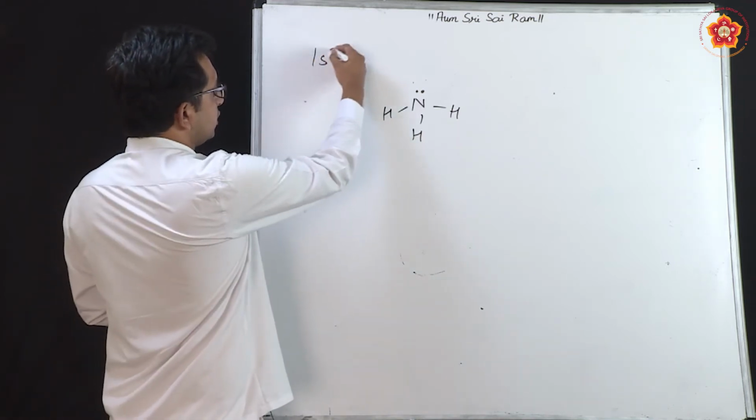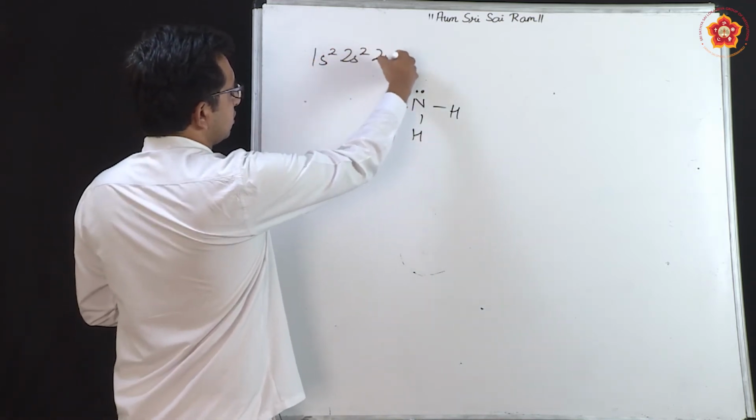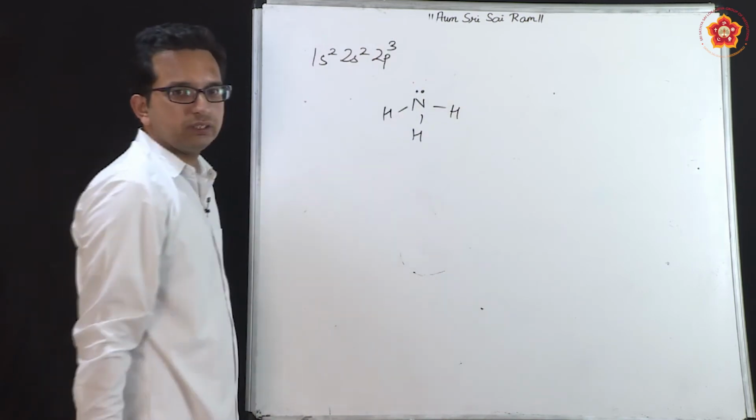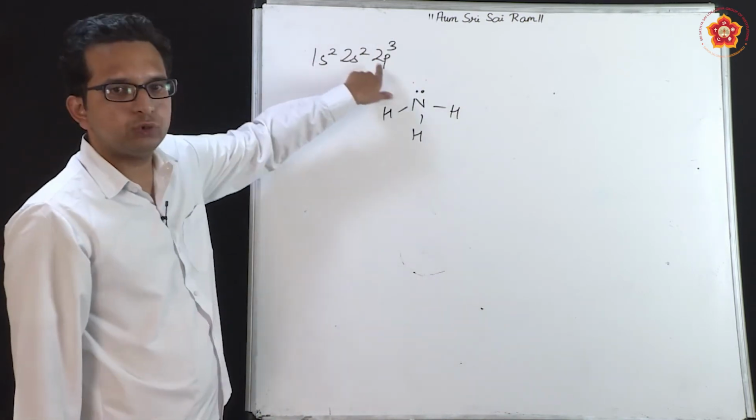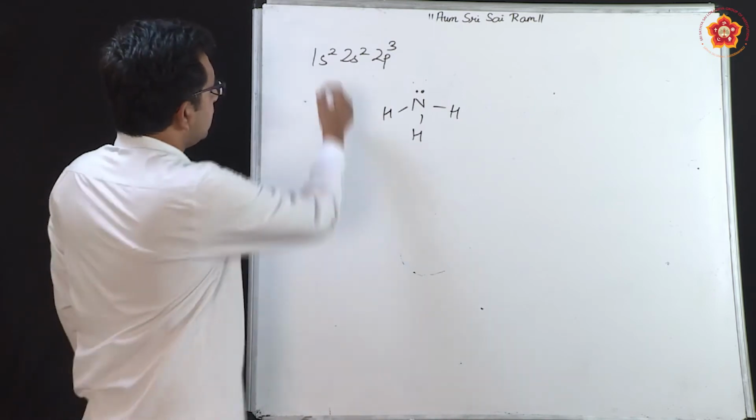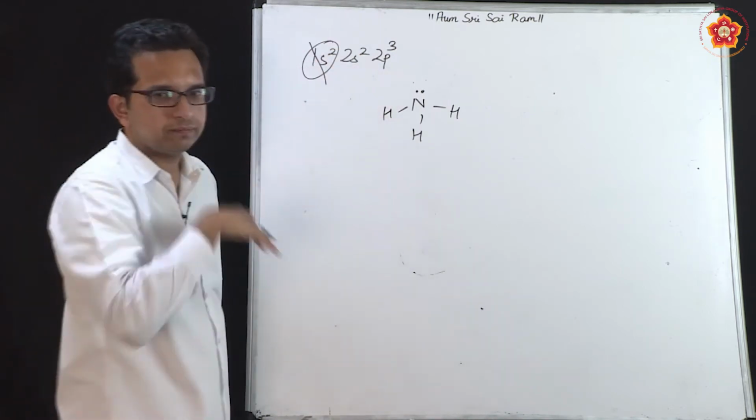This is because of the nitrogen electronic configuration, which we write like this: 1s2, 2s2, 2p3. This is a well known fact. This is something which is present inside.